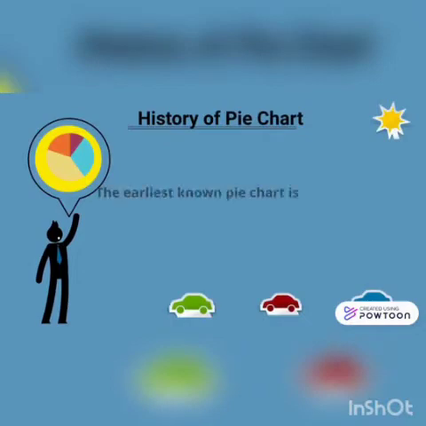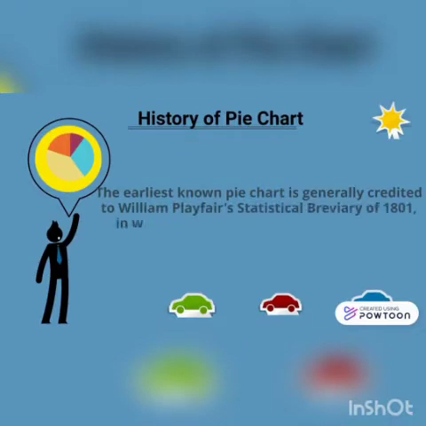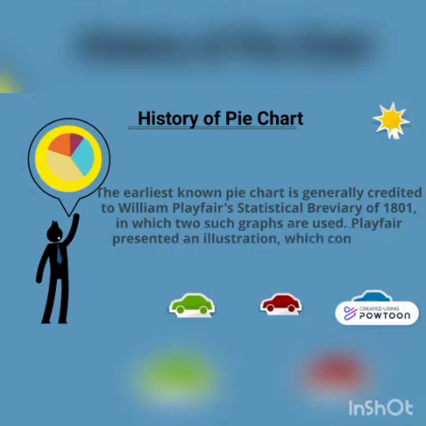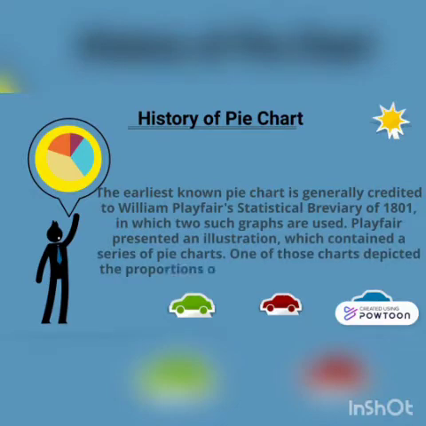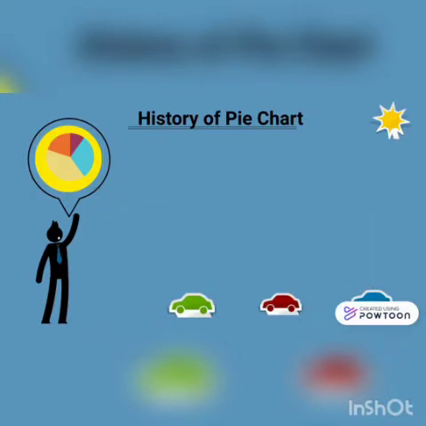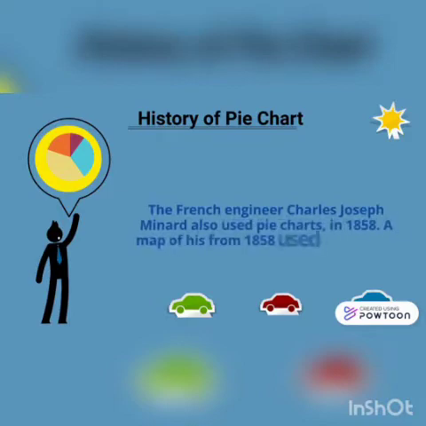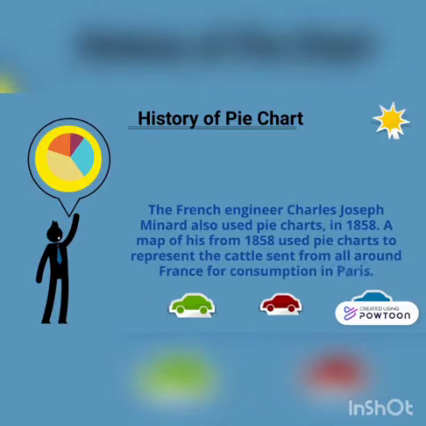The earliest known pie chart is generally credited to William Playfair's Statistical Breviary of 1801, in which two such graphs are used. Playfair presents an illustration which contains a series of pie charts. One of those charts depicted the proportion of the Turkish Empire located in each continent. The French engineer Charles Joseph Minard also used pie charts in 1858. There is a long history of pie charts.